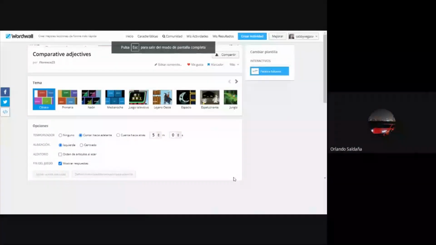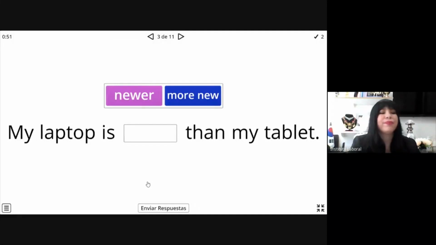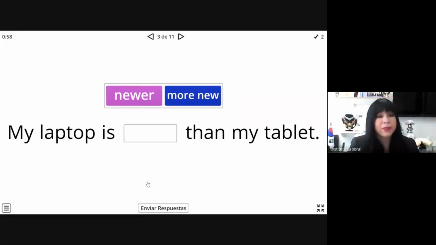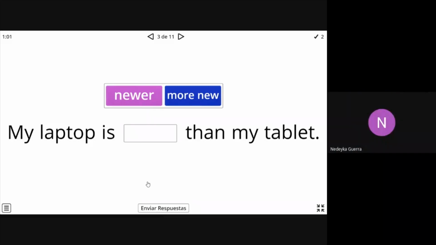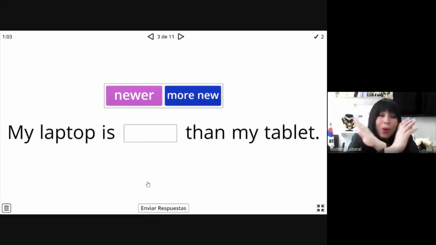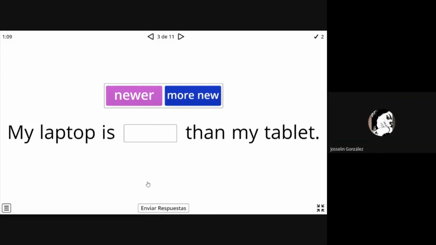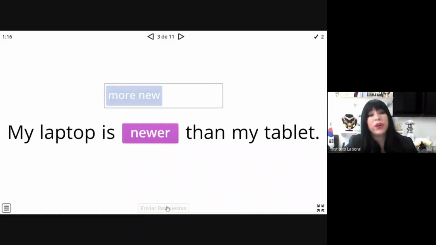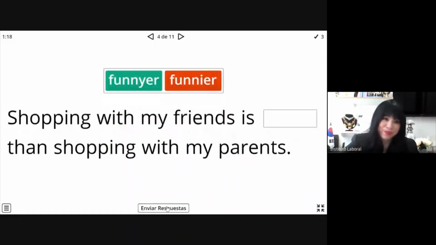My laptop is more new than my tablet. New, one syllable. Do we use more with one-syllable adjectives? More new? No. New, one syllable. It's not more. Never. Newer. New is one syllable. The correct word is newer. Okay, the green or the red or the light green and the orange.